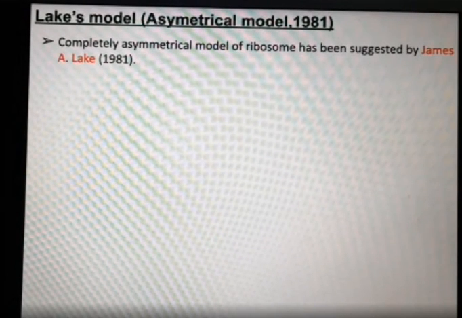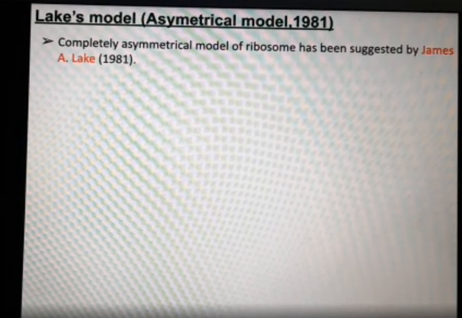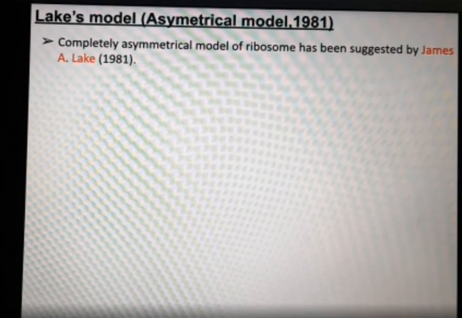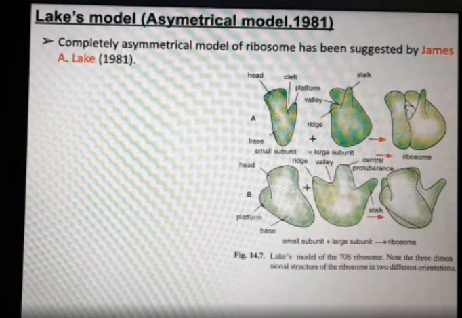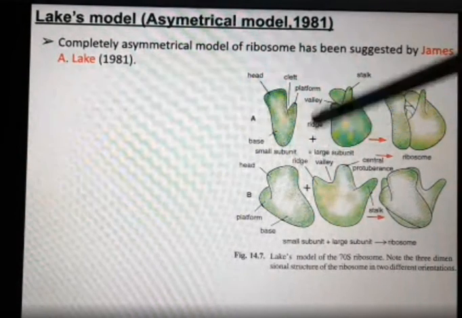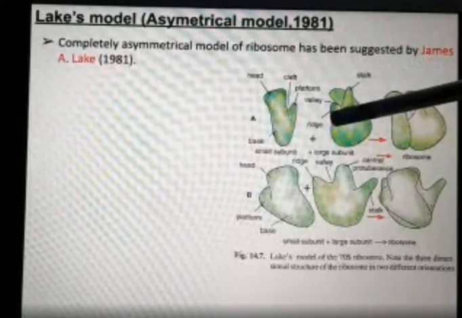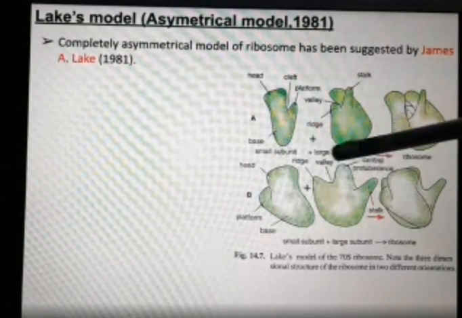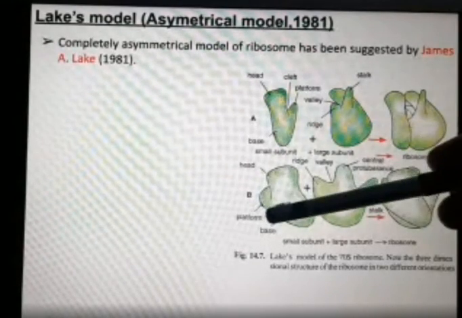Lake's model is the asymmetrical model, which was proposed in 1981. This is a completely asymmetrical model of the ribosome, and it was suggested by James A. Lake in 1981. So Lake's model of the 70S ribosome notes the three-dimensional structure of the ribosome in two different organizations. This is only in two forms. The first part is there, and the second part is there, and the base is there, and two models are there: the A model and the B model.